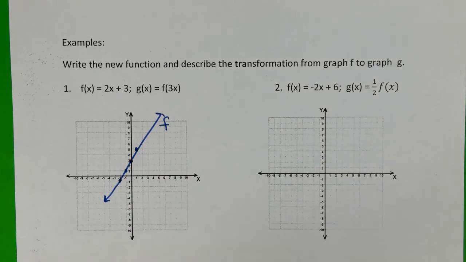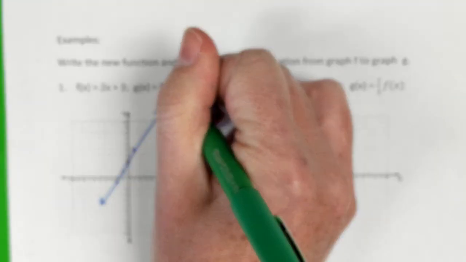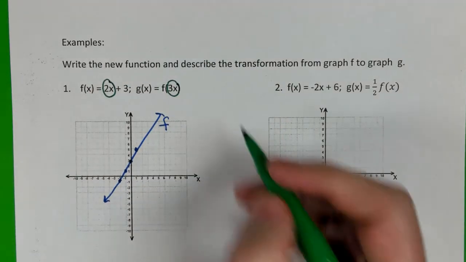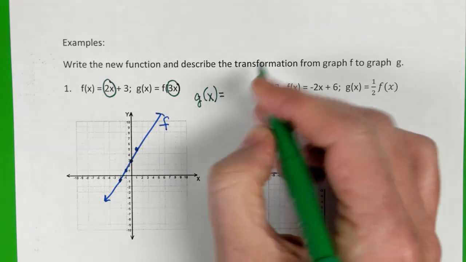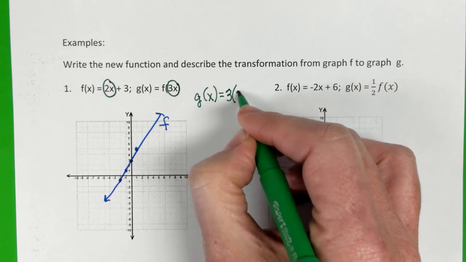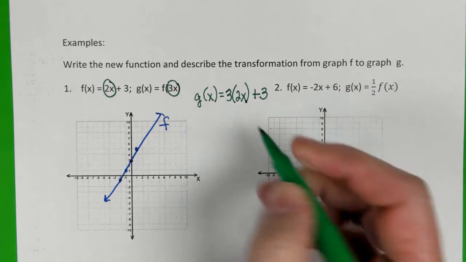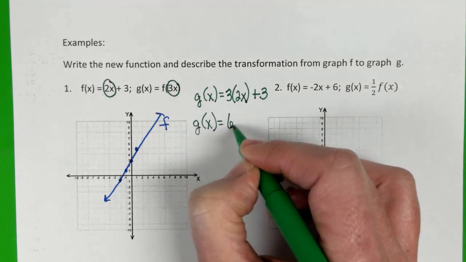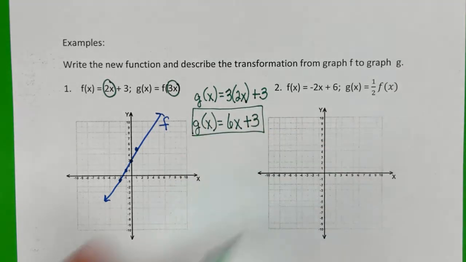Now, really important is we've got to figure out what needs to change. So this affects our x, and we said the x term is what needs to change. So when I write my new function, g of x, our factor is 3, so we're going to say 3 times 2x, just the 2x, and then plus 3. So our new function is going to be 6x plus 3. That is our new function.